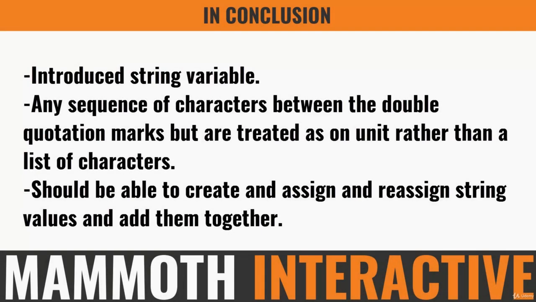And if we really want, we can change the value of strings much like any other variable. In this part of the tutorial, I introduced the string type variable. So to recap, this is basically any sequence of characters, letters, numbers, or symbols between the double quotation marks, not the single quotation marks, that are treated as one unit rather than a list of characters. So a string can be any length you desire, whereas characters are of only one length. So these are more useful for displaying long messages or text. So by now you should be able to create and assign and even reassign string values and add them together to combine strings and print them out and modify them.